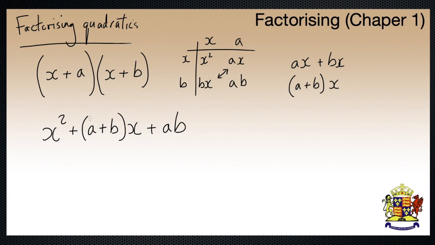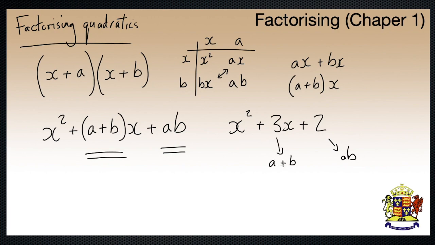Anyway, we end up with a plus b here, and a times b here. Now, in lower school, you may have learnt the pattern of saying, right, I want to find two numbers which add together to make this term and times together to make this term. But you can see here, algebraically, this is exactly why it works. These two middle terms add together, a plus b, and the last two terms times together. So what we need to do is find two numbers which work. So for example, if I give you the quadratic x squared plus 3x plus 2, I know that the 2 is ab and the 3 is a plus b.